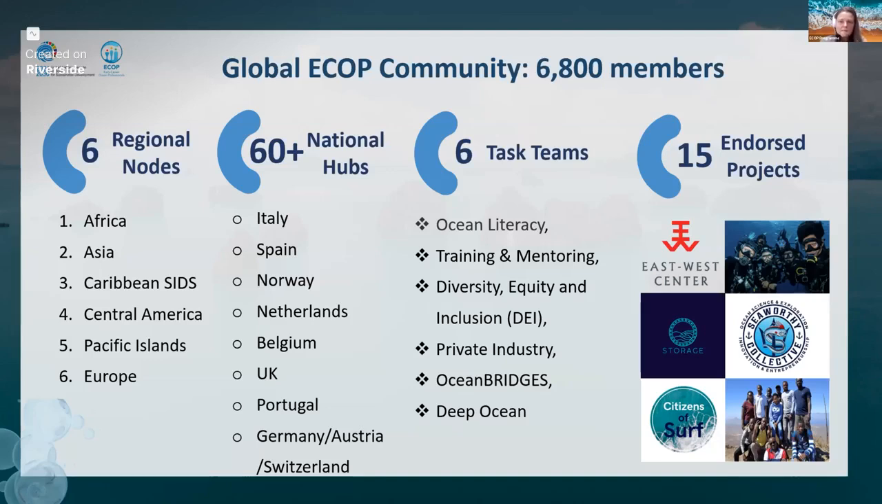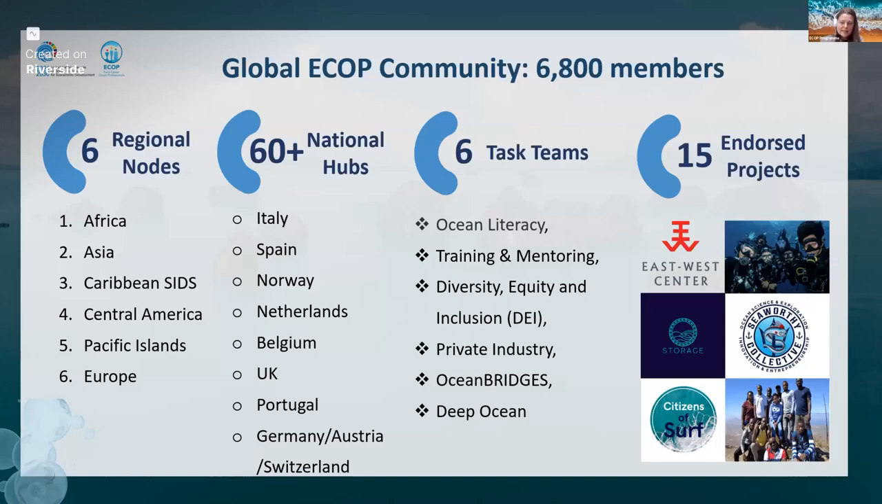So task teams are communities or groups of people that work on something overarching, such as ocean literacy, training and mentoring, diversity, equity, inclusivity. Ocean Bridges is a group that really connects ECOPs and established professionals. Deep Ocean, our newest task team, works on the deep sea, and private industry. This is a group from Fugro, who said that private industry ECOPs also need to have a solid presence in the ECOP program. Then we have endorsed projects.